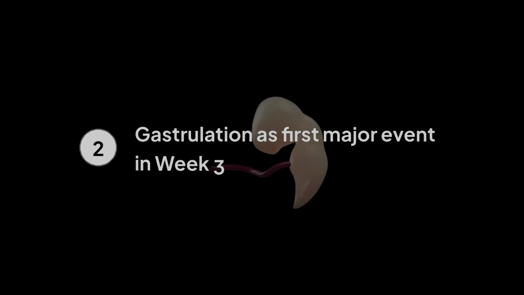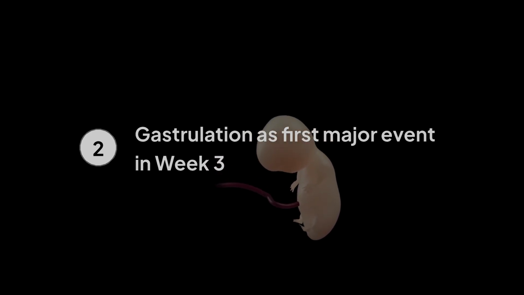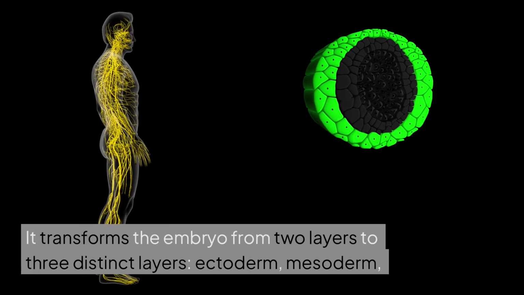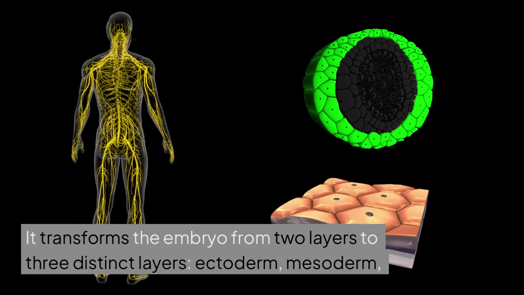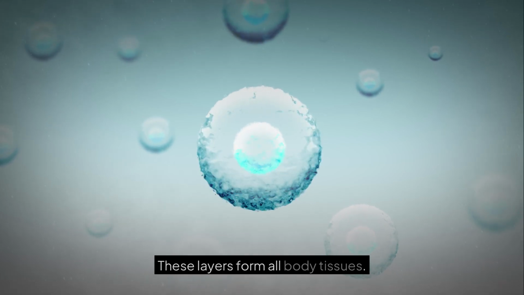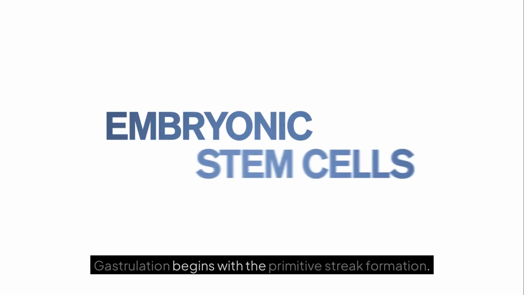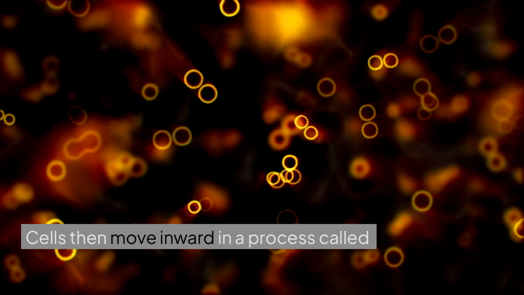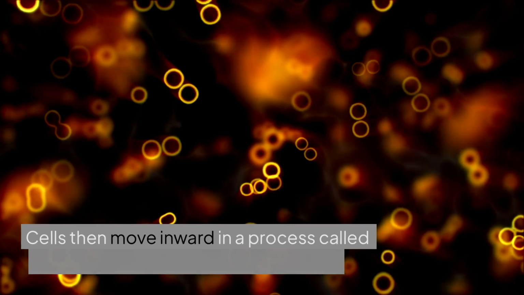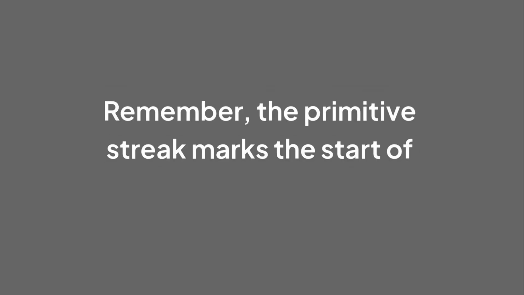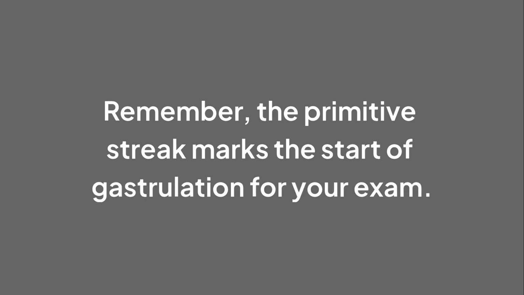Gastrulation is the first major event in week 3. It transforms the embryo from 2 layers to 3 distinct layers: ectoderm, mesoderm, and endoderm. These layers form all body tissues. Gastrulation begins with the primitive streak formation. Cells then move inward in a process called invagination, forming the 3 layers. Remember, the primitive streak marks the start of gastrulation for your exam.